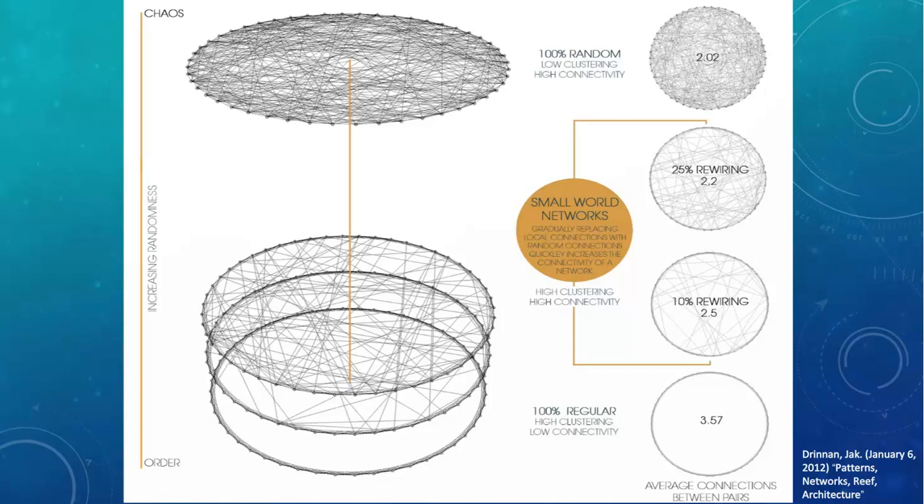The small world networks rule is that gradually replacing local connections with random connections quickly increases the connectivity of a network. You only have to have a few random connections that are outside your little group in order to quickly increase the connectivity of the entire group of people.